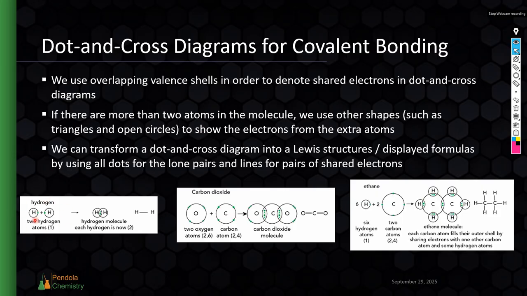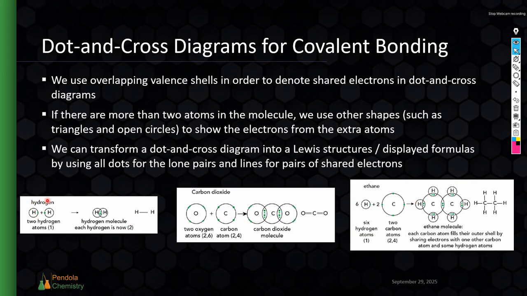So let's look at these dot and cross diagrams. Now, most of the time with dot and cross diagrams, we will choose different atoms to have different shapes. So oxygens will all have X's or crosses, whereas the carbons all have circles. In this case, the carbons all have circles where the hydrogens have crosses. And notice how every hydrogen has a cross.